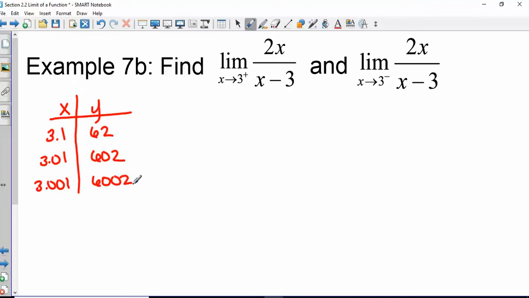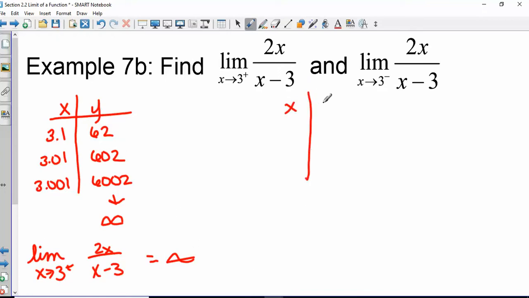what's happening to these y values? They're getting closer to 6. Not to 6. We went from 62, 600 to 6,000 to. They're just getting bigger. So what would this whole thing approach? Okay. So this limit as x approaches 3 from the right is going to infinity.